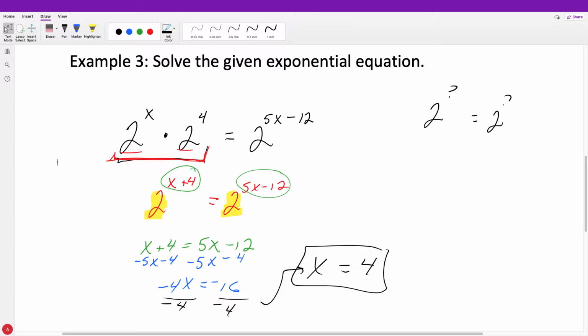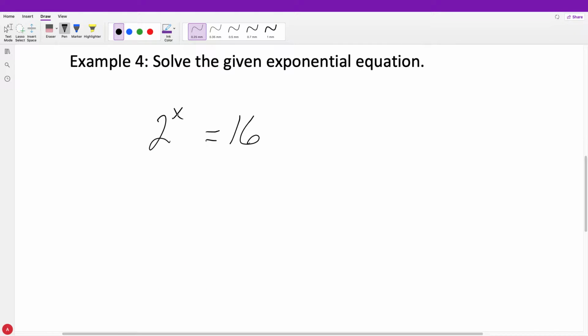All right, there's a couple more that I'm going to do with you, and both of these are now going to be where they're a little bit harder, where we're now going to start manipulating our bases in order for us to solve. All right, so the next problem we have 2 to the x power is equal to 16.